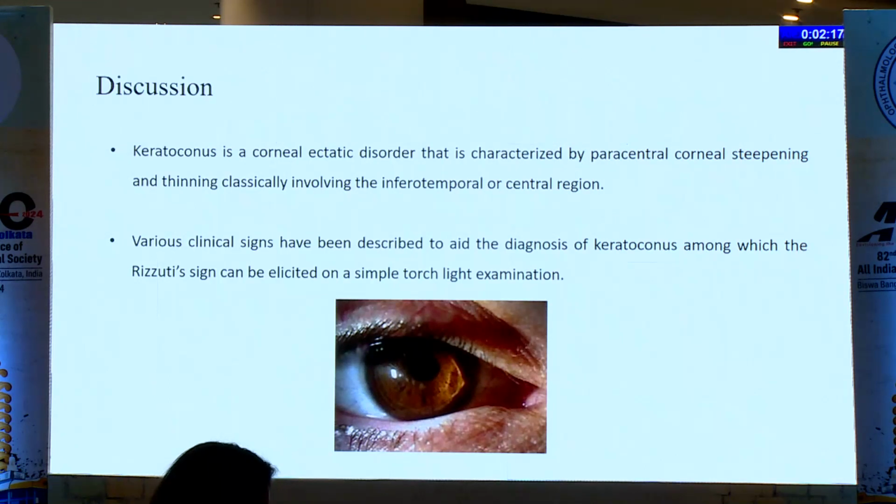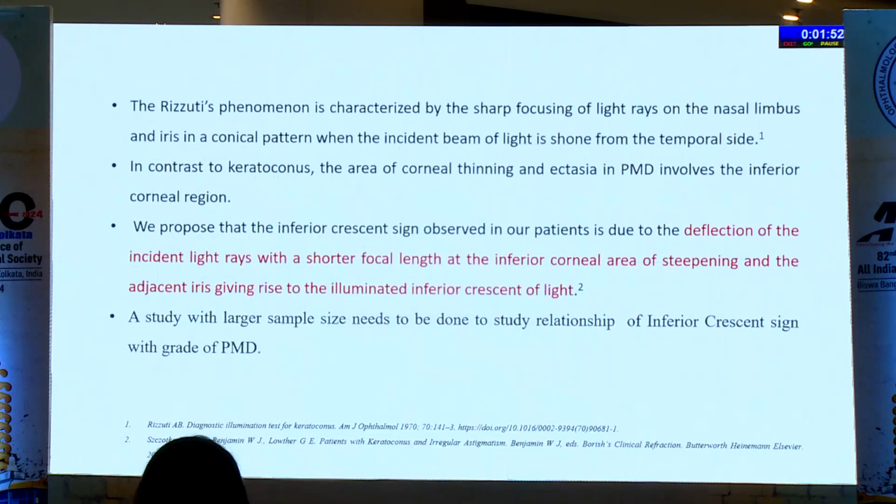Now coming to the topic, as one of the other disorders of the spectrum, keratoconus is also an ectatic disorder and it is characterized by paracentral corneal steepening with thinning classically involving the inferotemporal central region. One of the clinical signs used in the diagnosis is the Rizzuti sign, which is also elicited on simple torch lamp examination. As seen in the image, in Rizzuti's phenomenon, a sharp focus of light rays on the nasal limbus and iris is appreciated in a conical pattern when we throw the beam of light temporally.